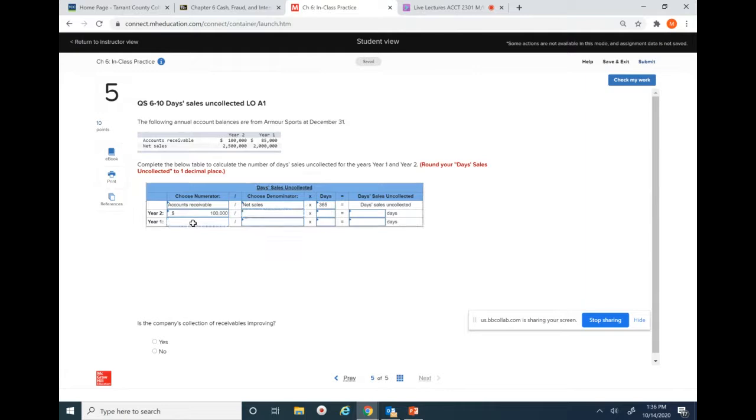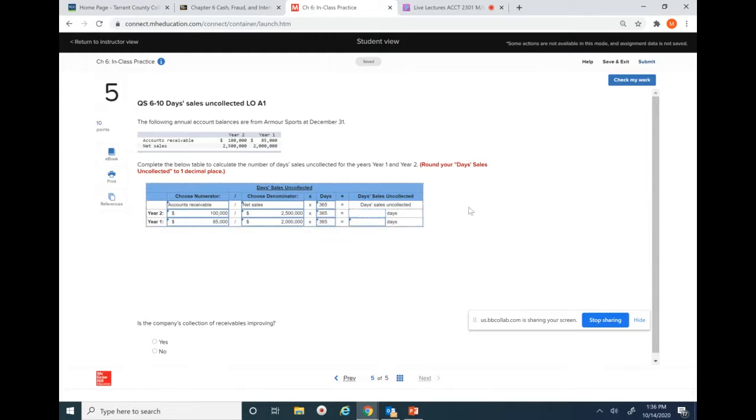For year 2, I have accounts receivable. I'm sorry, I think I'm doing this the opposite way, right? No, year 2, yeah, that's right. Year 2, 100,000. Year 1, 85,000. All right. Net sales for year 2 are 2,500,000, and then net sales for year 1 are just 2 million even. I'm still dividing by 365 days.